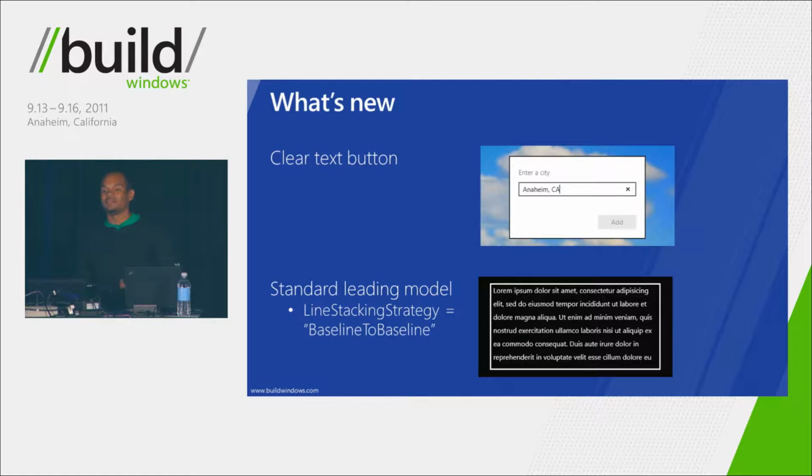And we've added a standard leading model to the XAML text stack. In past text stacks, we've had multiple ways of doing leading. If you're not familiar with the term leading, it refers to the amount of space in between two lines of text. And in past XAML text stacks, there were two or three different ways to do that. However, they're not necessarily what a lot of publishing industries use. And so we've added a baseline to baseline leading model. All baseline to baseline leading does is place the first line of text at the very top of the text control. And then each line after that is placed a developer specified amount of space from the baseline of the previous line.